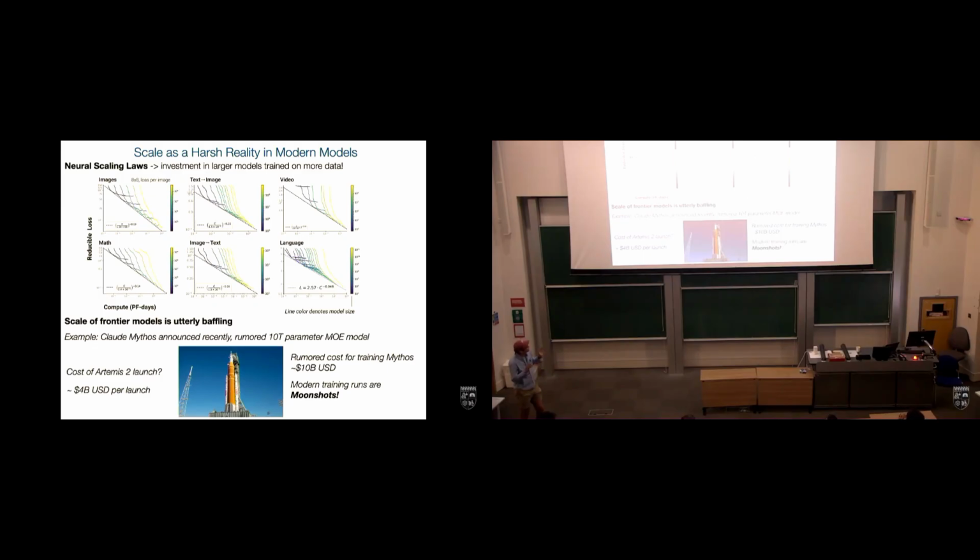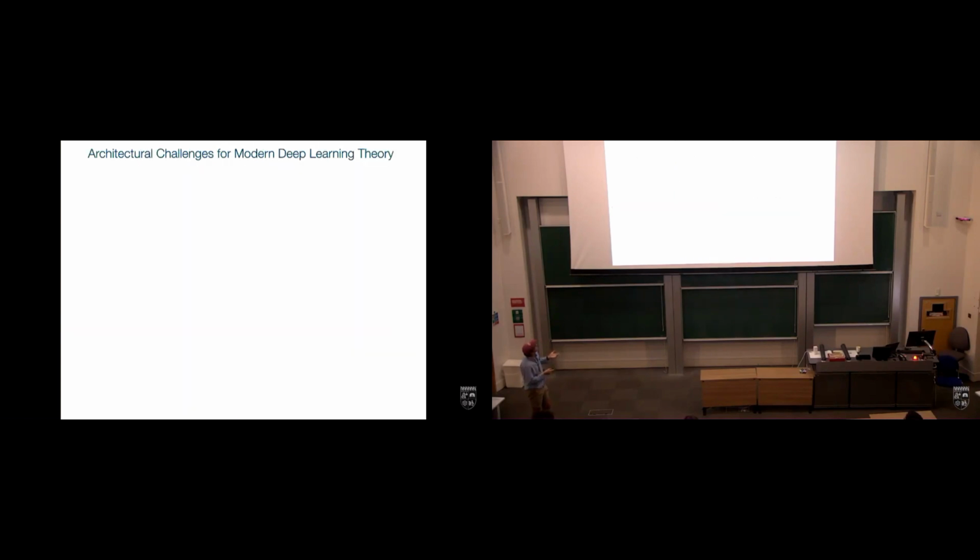So we should think about modern pre-training runs, especially at the very frontier scales, as moonshots. You really want to make sure that these things are stable, predictable and well behaved, and that you don't waste money. So this motivates having a good understanding of optimization dynamics in very large neural networks trained on lots of data. That's the goal.